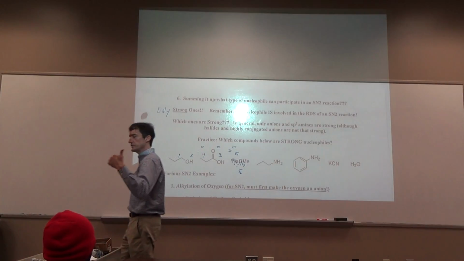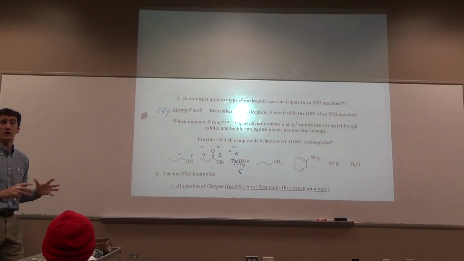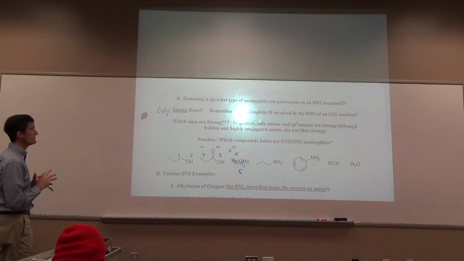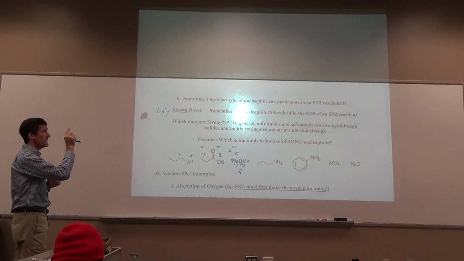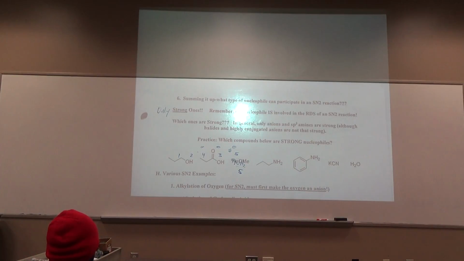Question. Is the nucleophile involved in the rate determining step of an SN2? Yes. To be involved in the rate determining step, it has to be able to do something. It has to be strong to do that. That's the slow step, the major important step, the difficult step. If it isn't strong, it isn't going to be able to do that. The nucleophile is involved in the rate determining step of an SN2. Which ones are strong? Well, we just went through how to judge relatively which one's stronger.